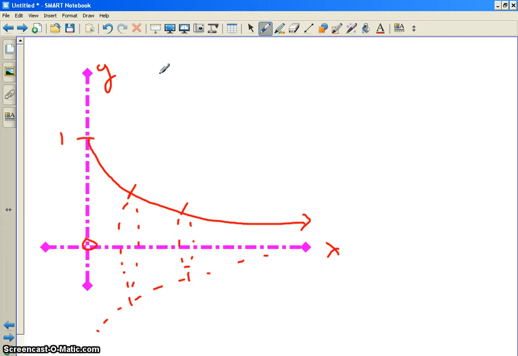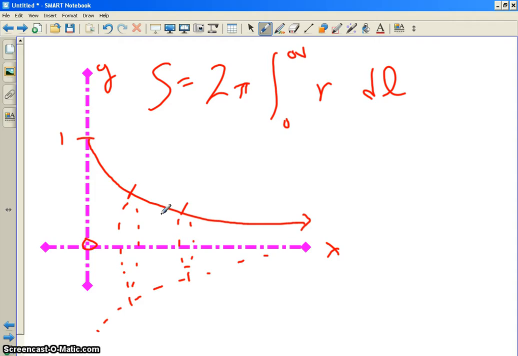So the surface area is going to be the integral from 0 to infinity of 2 pi r dl. Maybe I'll take the 2 pi out, just for fun. 2 pi, the integral from 0 to infinity, times the radius of rotation times the dL. What's dL? This is the arc length stuff we did. We already figured that out. What's r, the radius of rotation? Isn't that the y value?